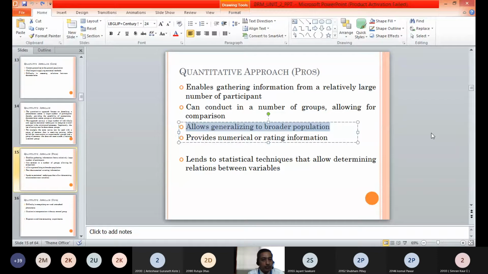Herein, in the quantitative approach, the results which we get can be generalized and applied to a large population. Whatever results we get on a small population, we can generalize. That means it can be applied to a large number of the population. It provides numerical or rating information. This type of quantitative data can provide you numerical information, or it may provide rating information. You have to rate what is better, good, average. So you can give a rating. So it provides numerical as well as rating information or data.